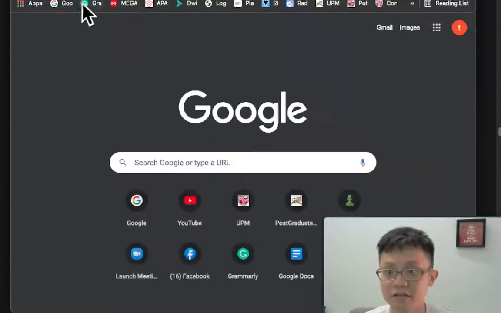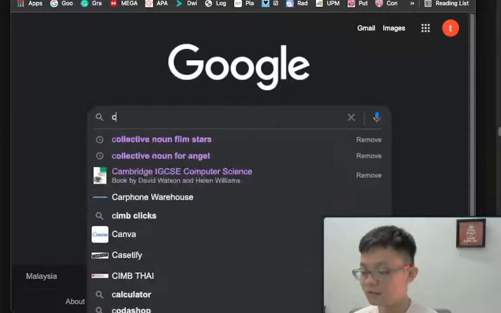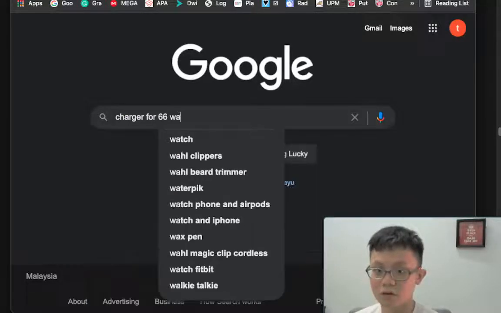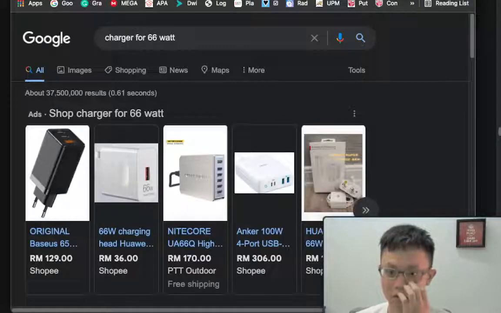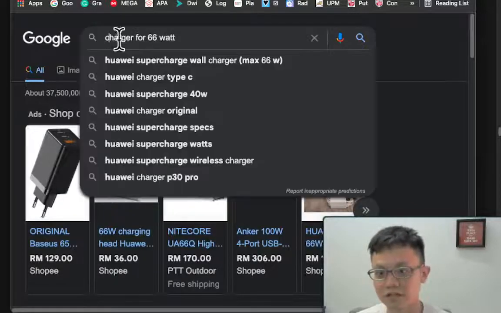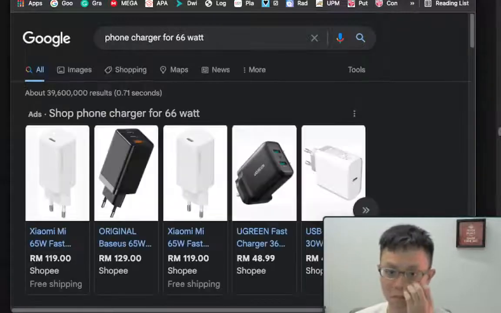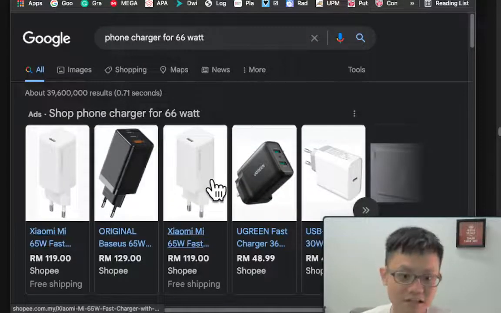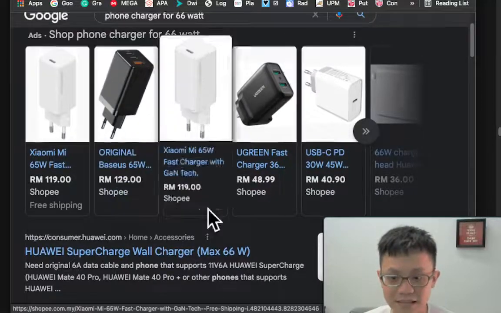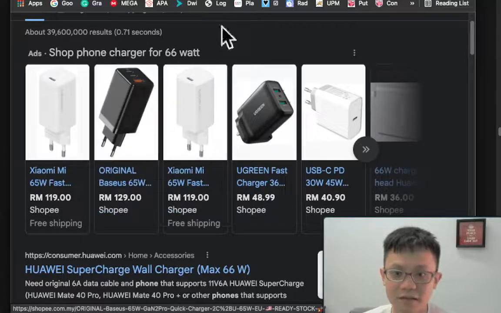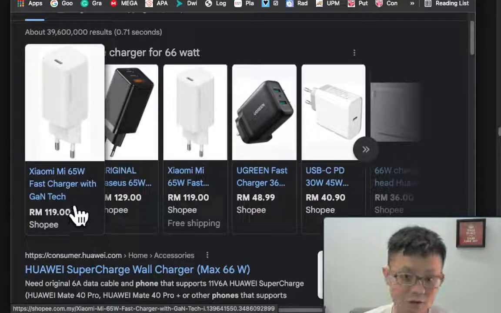So maybe you can look for a charger for 66 watt. So this is the phone charger for 66 watt. You can see that it is more expensive. You can also buy a very cheap one, but you need to buy a 66 watt.